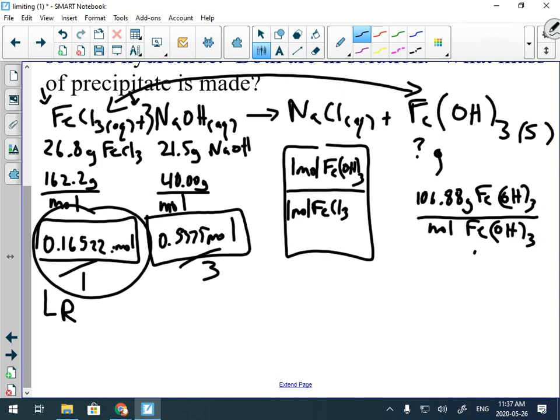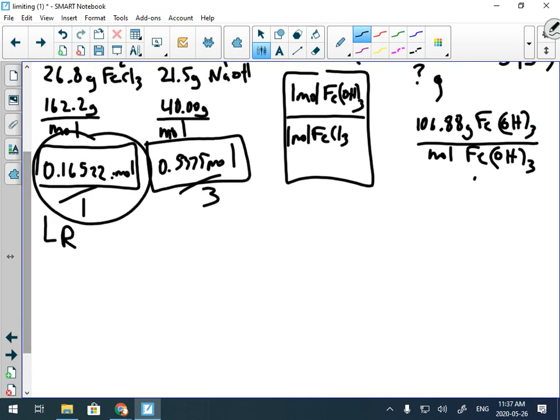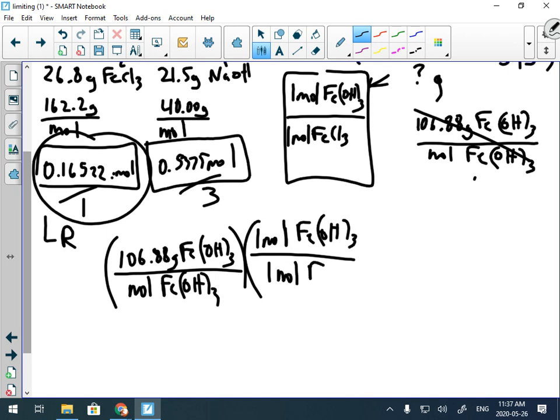Now, what do we start with? Well, we're trying to solve for mass of iron hydroxide. So I'm going to start with the molar mass of iron hydroxide first because that has the mass variable on top. 106.86 grams iron hydroxide over mole iron hydroxide. Okay, used up a variable. I got to get rid of moles iron hydroxide, so I'm going to use the mole ratio of iron hydroxide. 1 mole iron hydroxide over 1 mole iron chloride.